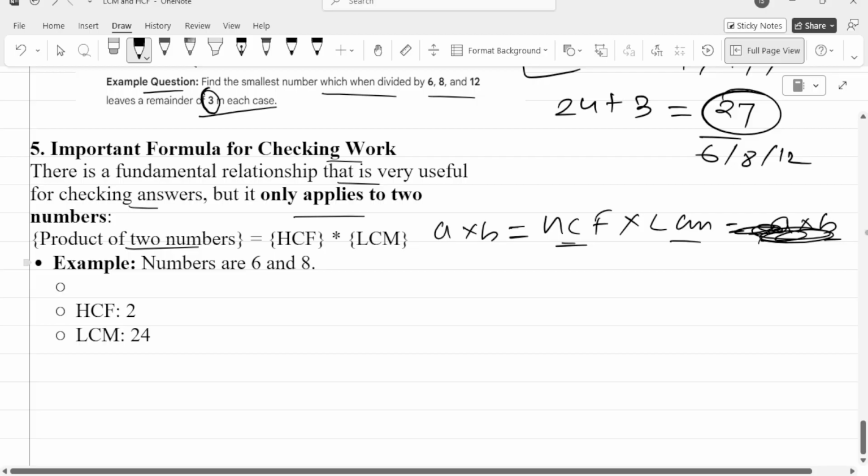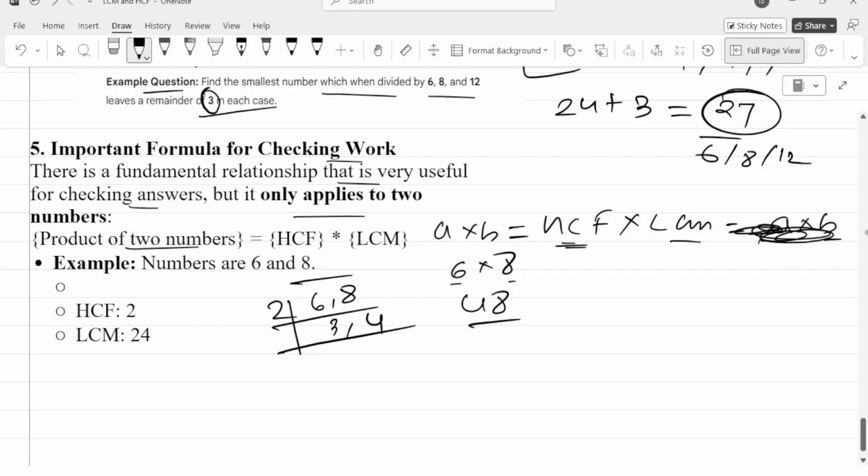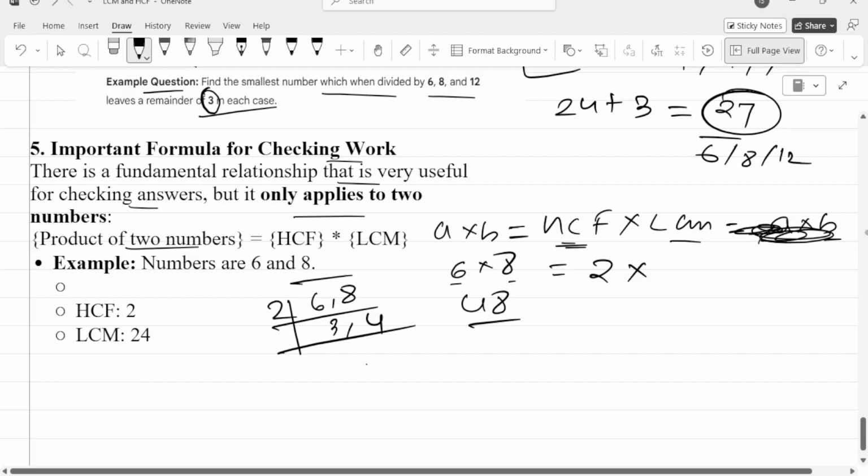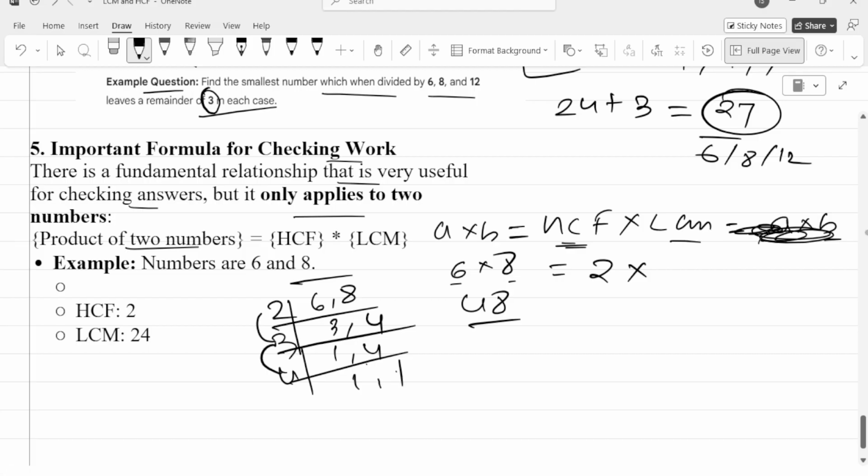For example, take the numbers 6 and 8. 6 into 8 is 48. Now find their HCF: 6 and 8, 2 threes are 6, 2 fours are 8, and there is no common factor after that, so HCF is 2. Now find LCM: 2 threes are 6, 2 fours are 8, 3 ones are 3, 4 ones are 4, 4 into 3 is 12, 12 into 2 is 24, 48. So you can easily find the LCM.